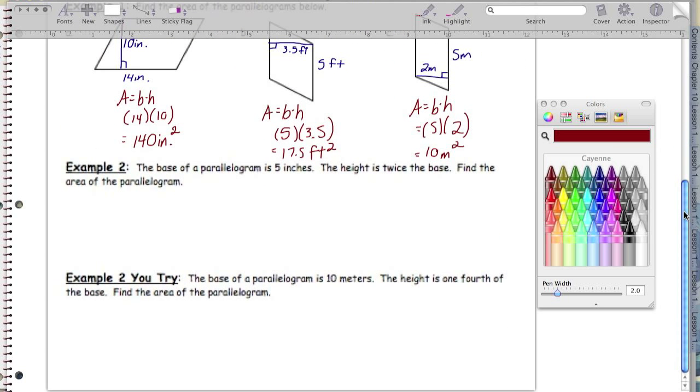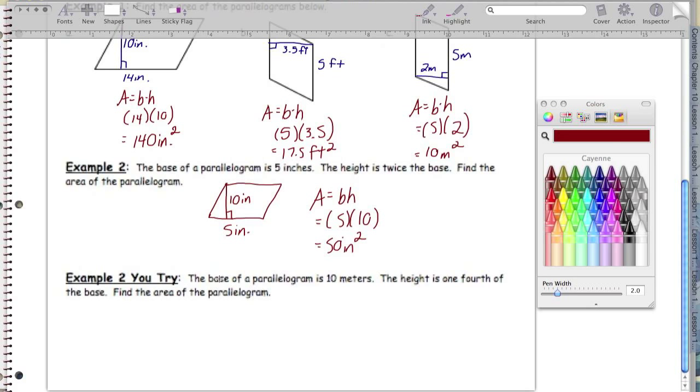Let's take a look at example 2. The base of the parallelogram is 5 inches. The height is twice the base. Find the area. Alright, so here we have to draw it out. The base of our parallelogram is 5 inches. The height of this parallelogram is twice the base. Well, since the base is 5, the height must be twice that, or 10. Find the area. So it's going to be 5 times 10, or 50 inches squared. Not too bad.